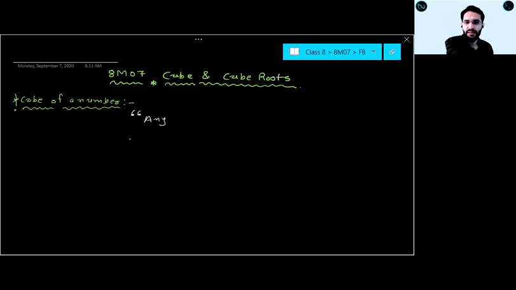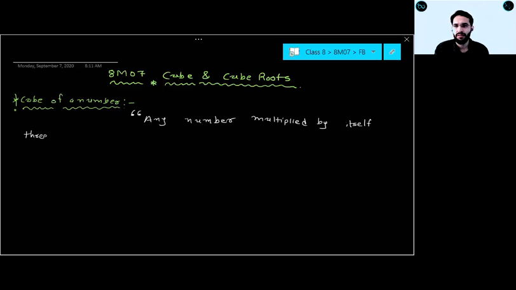Okay, yes. So here, any number multiplied by itself 3 times is called cube of a number. Okay. Any number multiplied by itself 3 times is called cube of a number.